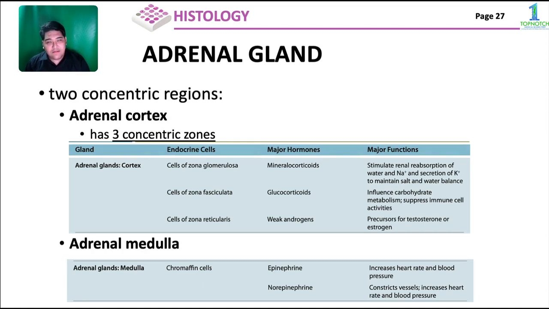Next is your adrenal gland. Two areas. You have your cortex and your medulla. Cortex, there are three concentric zones. This is your glomerulosa, fasciculata, and reticularis. No? Ang ating mnemonic here is go find Rex, mate good sex. So yung glomerulosa secretes your mineralocorticoids, your fasciculata, glucocorticoids, and your reticularis, your weak androgens. Now, in the adrenal medulla, importantly here is your chromaffin cells, which secrete your epinephrine and your norepinephrine. Major function, already discussed in physiology.